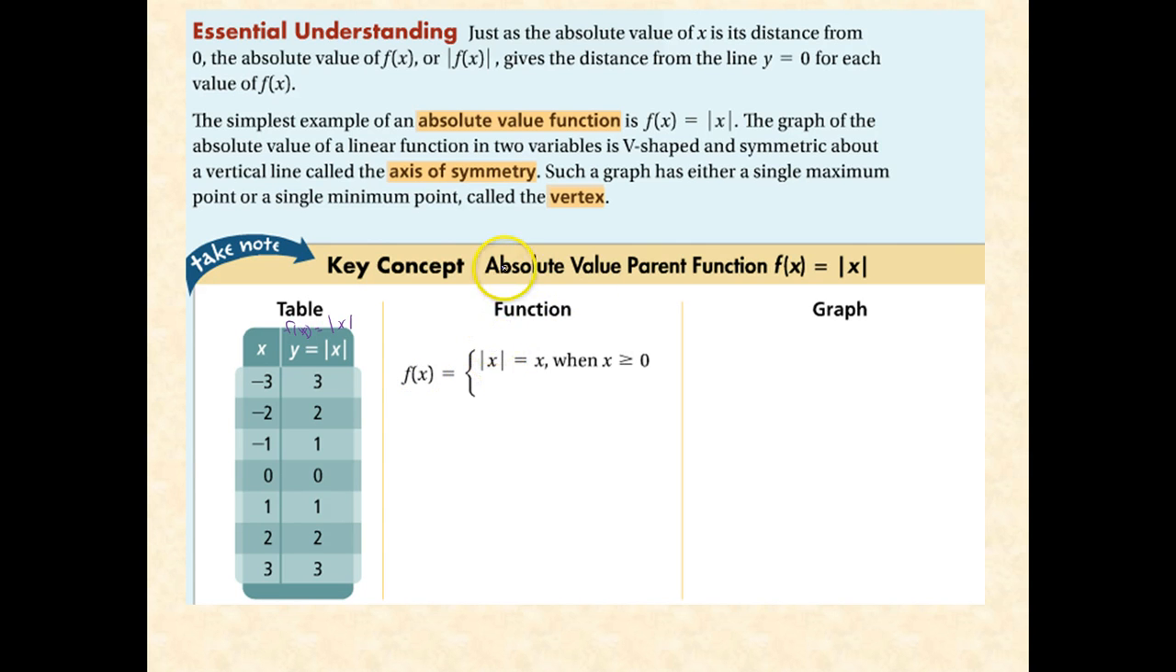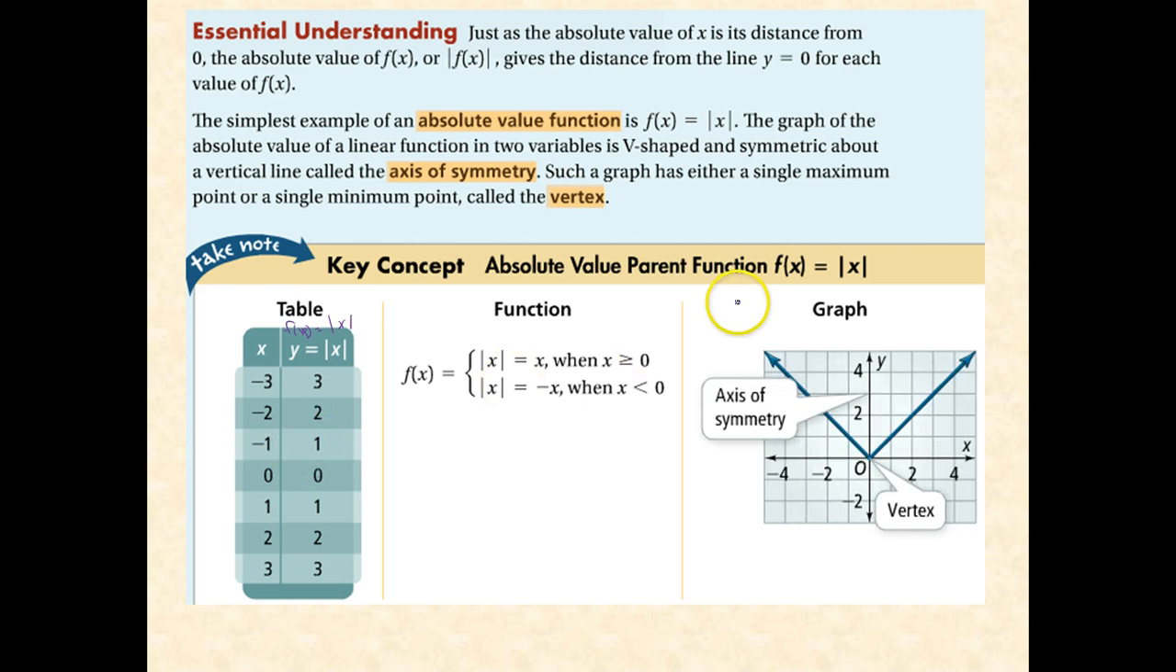Now here's how you can break apart that function. You can say that the absolute value of x equals x when x is 0 or positive. Right? So absolute value of 0 is 0, absolute value of 1 is 1, absolute value of 2 is 2. So if it's 0 or higher, then the absolute value of x is just x. But if x is less than 0, so if x is negative, then the absolute value equals the opposite of x. So -3, the opposite is 3. -2, the opposite is 2. -1, the opposite is 1.